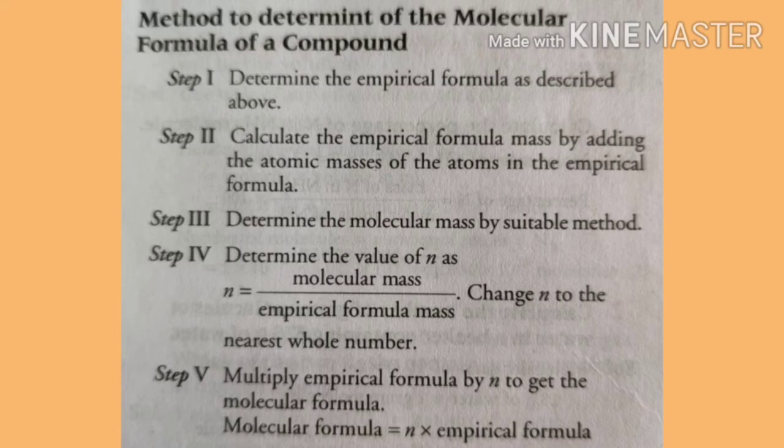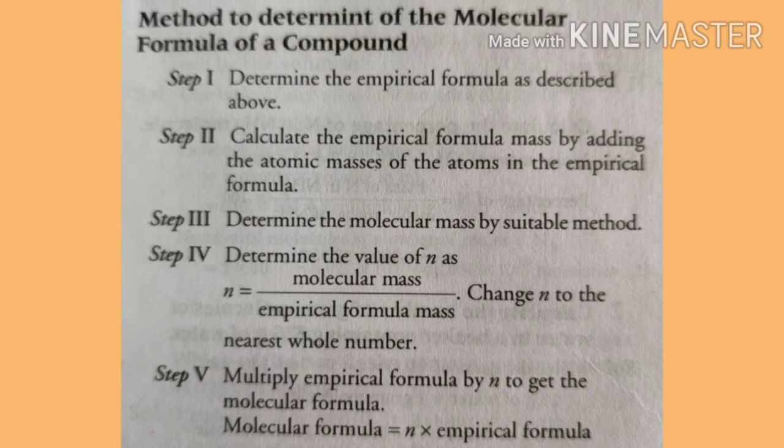will get the molecular formula. n is equal to molecular mass divided by empirical formula mass. Change n to the nearest whole number. Now the next step is to multiply the empirical formula by n to get the molecular formula. Molecular formula is equal to n into empirical formula.